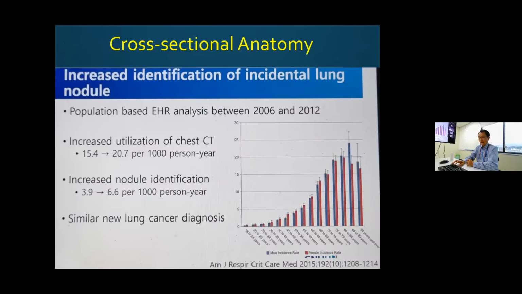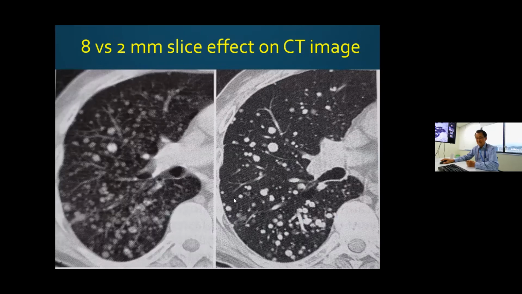There has been increasing identification of incidental lung nodules or adrenal nodules because of better techniques of CT or MRI, basically thin slices and fast imaging. On this slide, you can see multiple nodules with different techniques. Left side is an 8 millimeter slice, 8 millimeter. Right side, 2 millimeter slice.